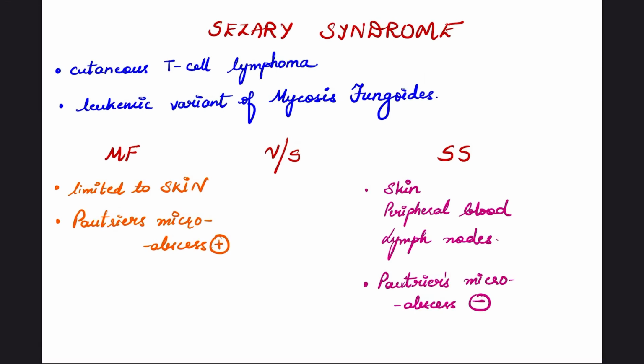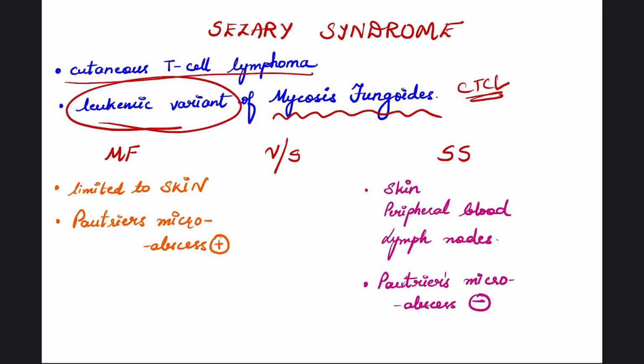Today I would like to discuss Sézary syndrome. Sézary syndrome is a cutaneous T-cell lymphoma. Mycosis fungoides is also a cutaneous T-cell lymphoma, but the difference is that Sézary syndrome is the leukemic variant of mycosis fungoides. That means mycosis fungoides is a cutaneous T-cell lymphoma limited only to the skin. It is confined only to the skin, whereas Sézary syndrome is the leukemic variant.